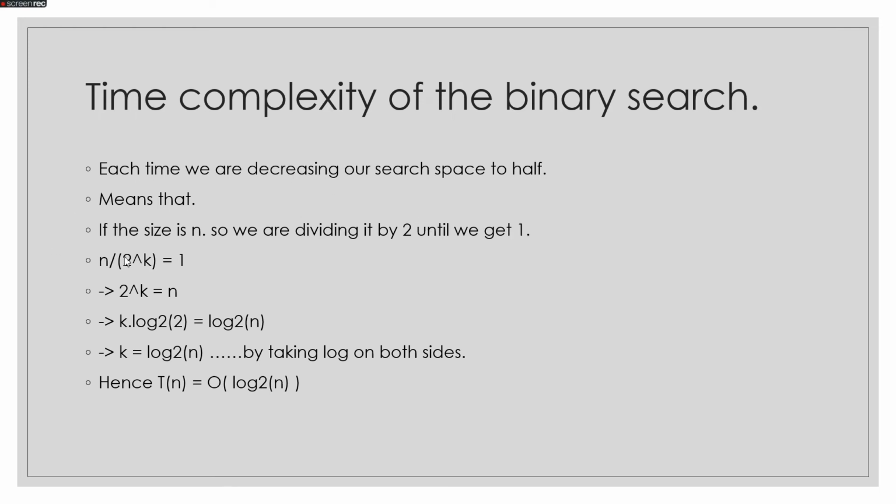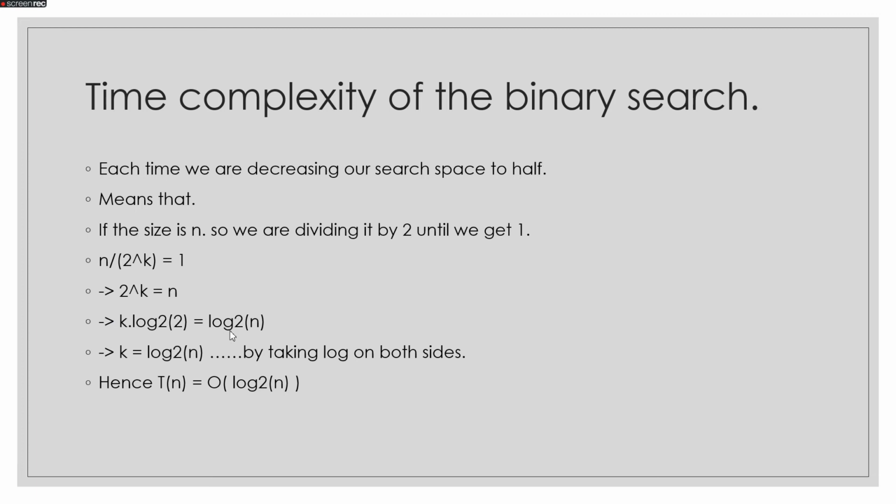So we can write this expression mathematically as n divided by 2 to the power k equals 1, where k represents the number of times we are dividing n by 2, and eventually it will also tell us how many iterations we required to search. So now this 2 to the power k will get multiplied with this 1, and it will become 2 to the power k equals n.